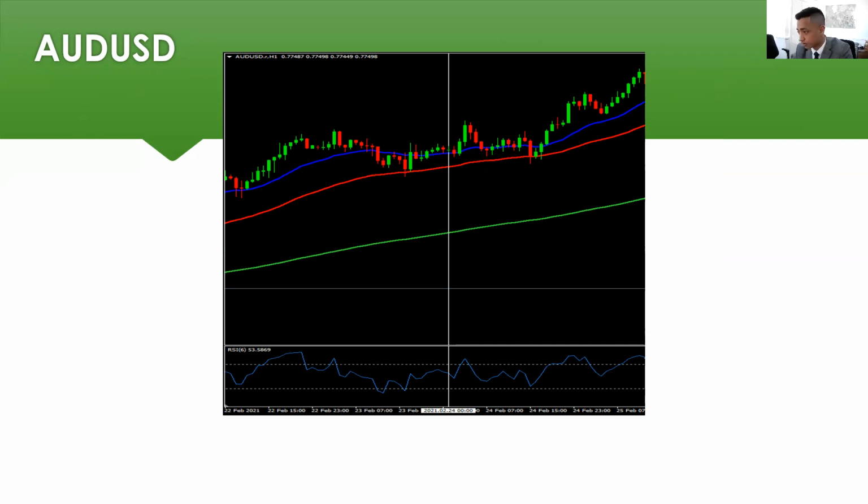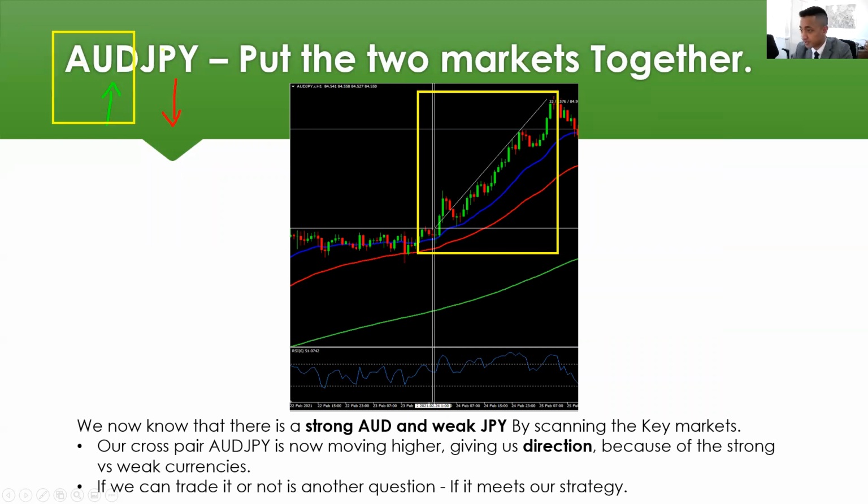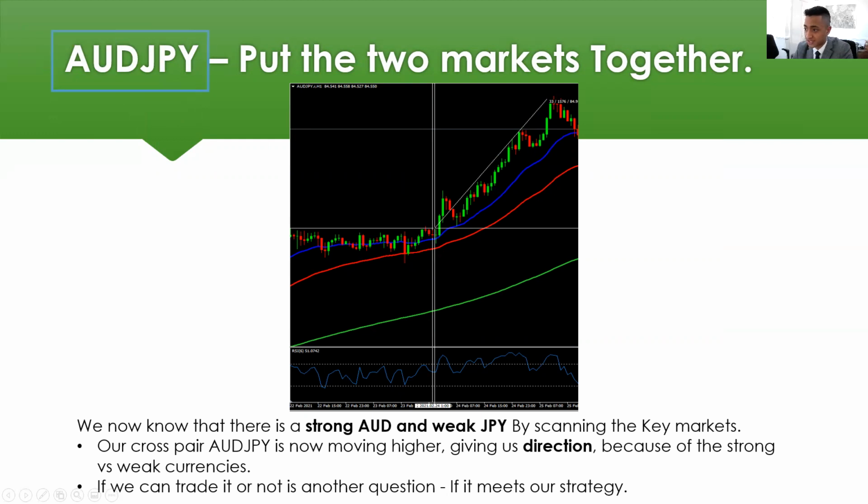If I now put those two currencies together, so we've got a strong Aussie dollar and a weak Japanese yen, and we've established this currency strength from our major markets itself. If I now put those two currencies together, which is this cross pair, that is what's driving this market in this upward direction. The sole reason why this market's moving in this direction is because of the strength in the Aussie dollar and the weakness in the Japanese yen. And that's what's moving the market essentially. So what I do now is I put this market on the watch list. Now, we've established this market by looking at two major markets.